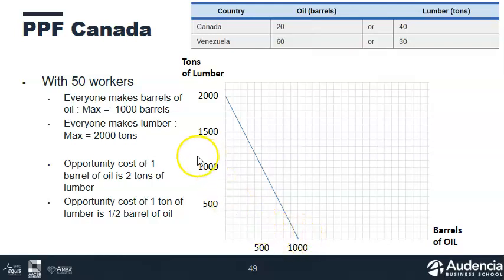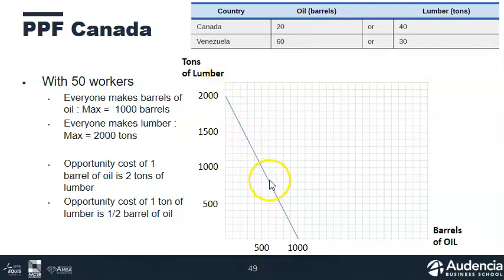Or I can use my 50 workers to produce lumber. And we see over here that lumber is produced at a rate of 40 per person. I have 50 people, so I can produce 2,000 tons of lumber. And these are the 2 points on my production frontier.